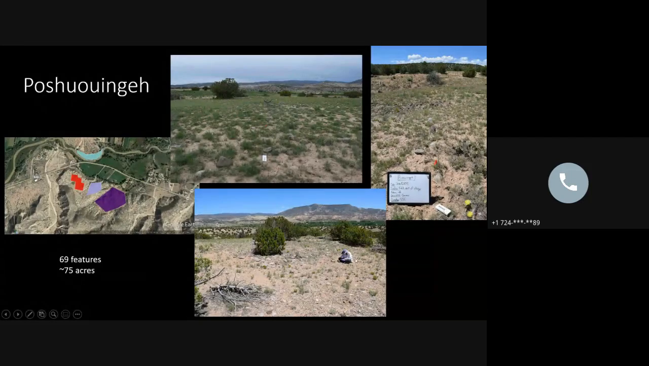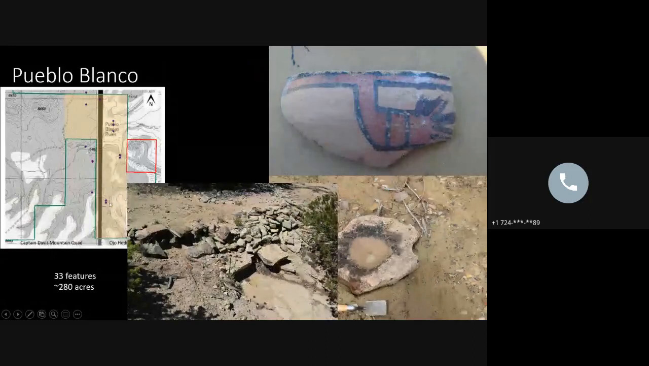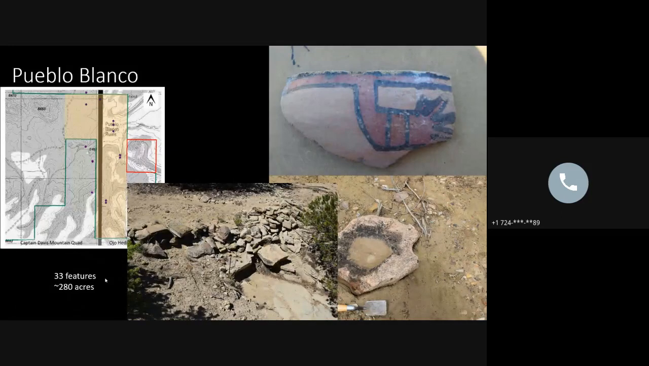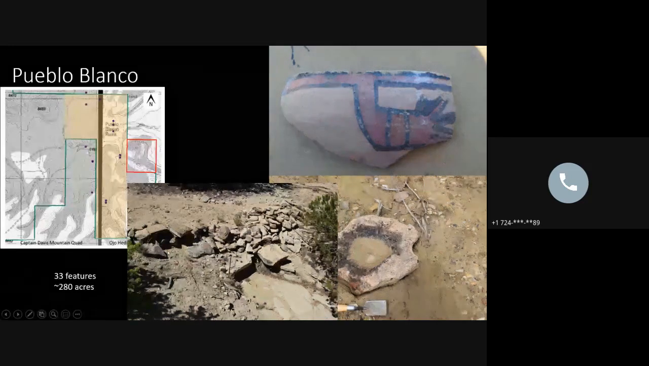At Pueblo Blanco, we covered this area shown in yellow, and then we actually were able to extend a little bit into this area over here. We covered about 280 acres and found 33 features. So that's already showing a difference. Pueblo Blanco had a much less agricultural feature density than Socioeconomic did. Pueblo Blanco did have a lot more irrigation control features. We find check dams. We also found some beautiful chronologically diagnostic pottery, which helps us better understand the site.